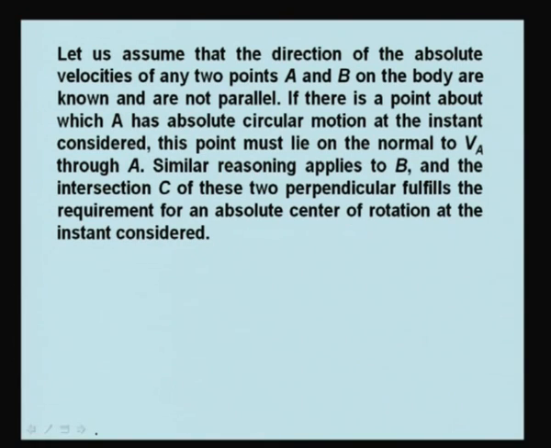Now, if the velocities of any 2 points A and B on the body are known and are not parallel, then this method is very handy. If there is a point about which A has absolute circular motion at the instant considered, this point must lie on the normal to VA through A. Similar reasoning applies to B, and the intersection C of these two perpendiculars fulfills the requirement for an absolute center of rotation at the instant considered.